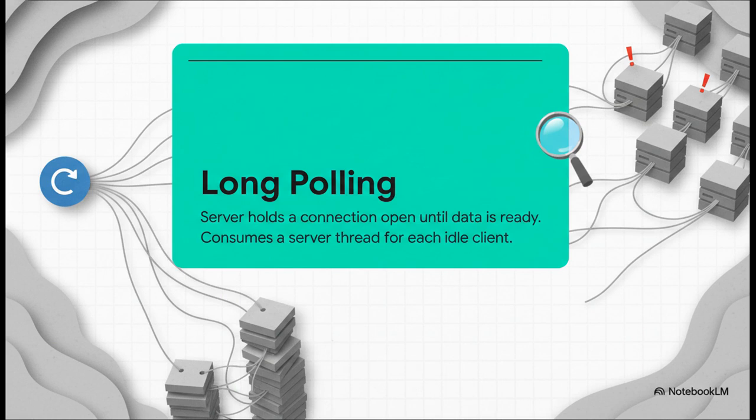So next, developers tried long polling. This seems a little smarter. The client asks, and the server just holds the connection open, basically saying, "Hang on, I'll let you know." Now this does cut down on latency, which is good, but it creates this massive scaling bottleneck. See, every single person waiting for an update ties up a server thread. And if you have thousands of users, your server's resources just get completely exhausted fast.